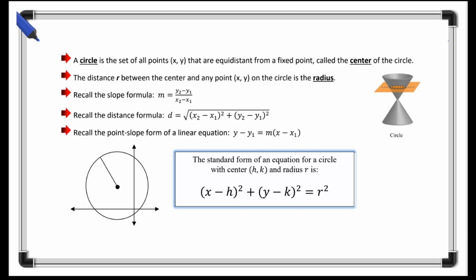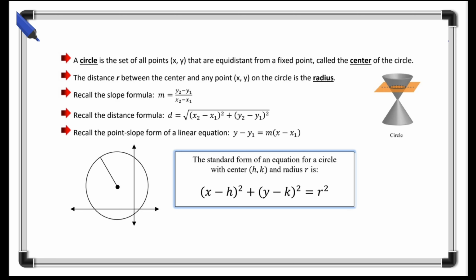Now, a circle we know is a set of all points that are equidistant from a fixed point, which is called the center of your circle. You learned that back in geometry, and you also learned that the radius is the distance between that center to any point that is on the circle. In this lesson, you will need to recall certain formulas from algebra, which are the slope formula, the distance formula, and the point slope formula.